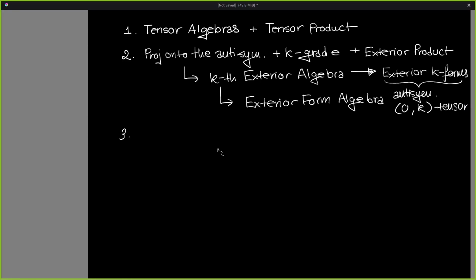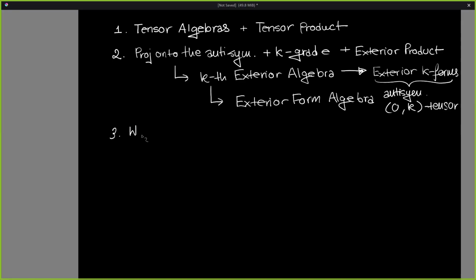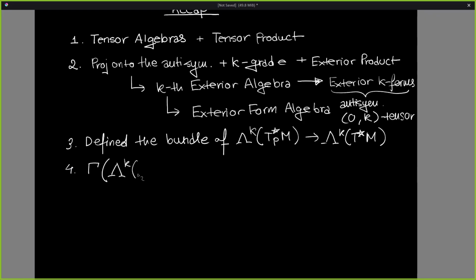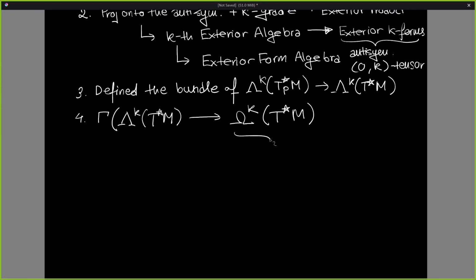So number 3, we then went to the bundle. We defined the bundle of lambda k T_p star M, which was lambda k T star M, and then we took a smooth section of that bundle, and that gave us omega k of T star M. This is now a real exterior differential k-form.